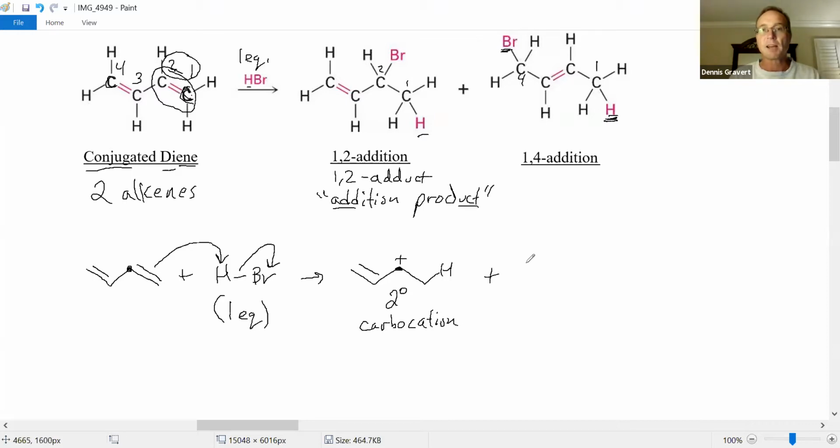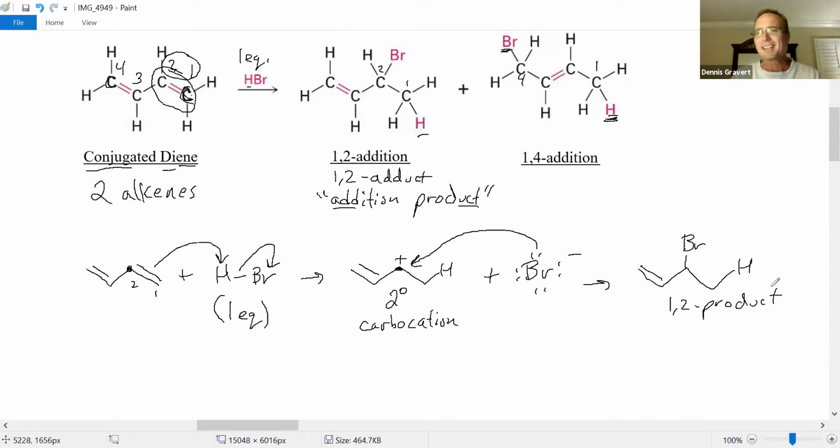And so sometimes the bromide anion that was just formed can attack that and add to that secondary carbon and make the 1,2 product, right? So if we call this carbons 1 and 2, then the H and Br went to carbons 1 and 2. That's your 1,2 product, or 1,2 addition, or 1,2 adduct. Lots of choices.